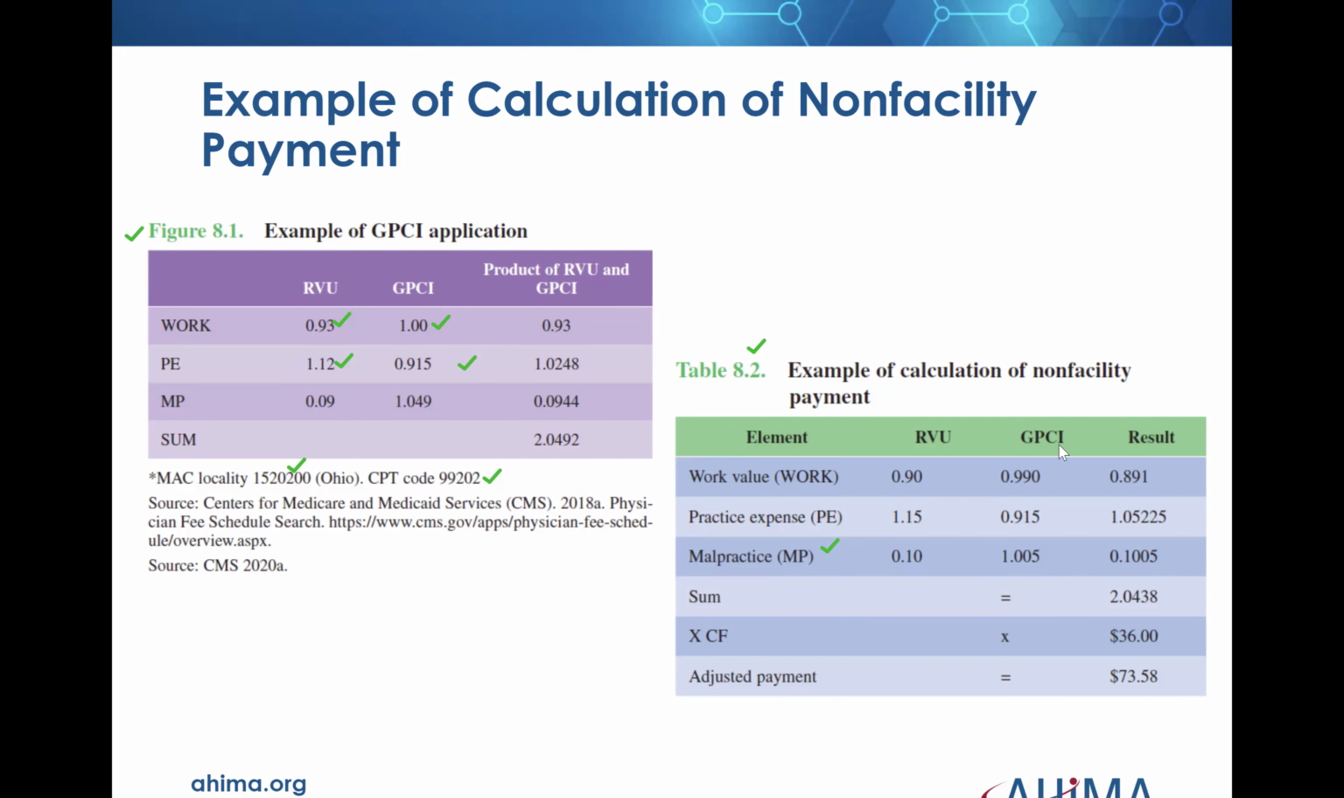the GPCI of 1.005, right? So we wind up with 0.1005. Add these all together, we wind up with 2.0438, the conversion factor, right? Of $36. And so we wind up with an adjusted payment of $73.58.